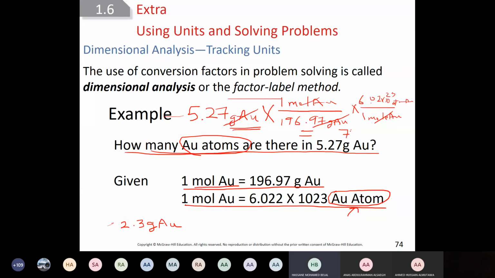71.69. No, times 10 to the power what? This is a wrong answer. What's the answer? 5.27 divided by 196.97 times 6.02 times 10 to the power 23. What's the answer?